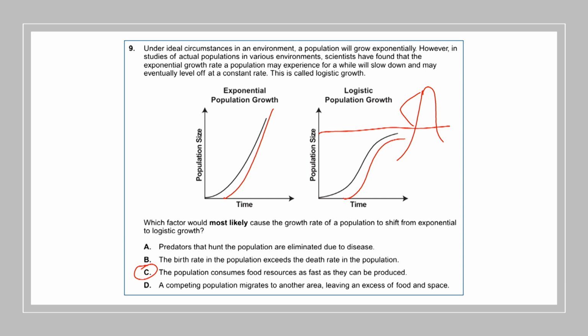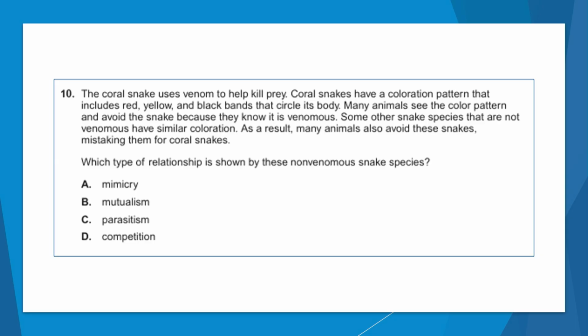If the conditions are perfect, we will maintain this for as long as we can. But there's never enough for everybody. So eventually, things are going to have to start slowing down, and that's when we move into the logistic population growth, okay? All right, let's look at this one.